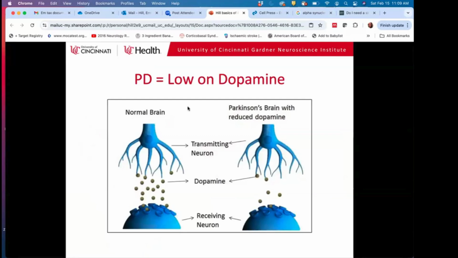And again, the main thing that we know is that dopamine is low. These little greenish dots represent dopamine moving from one nerve cell to the next. And we see that the brain with Parkinson's disease is moving less dopamine to the next cell. That causes lots of symptoms, but the ones we recognize initially are the movement disorder symptoms.